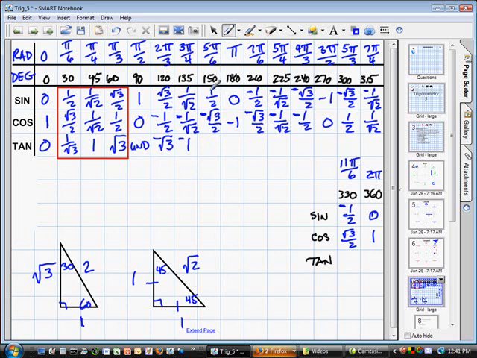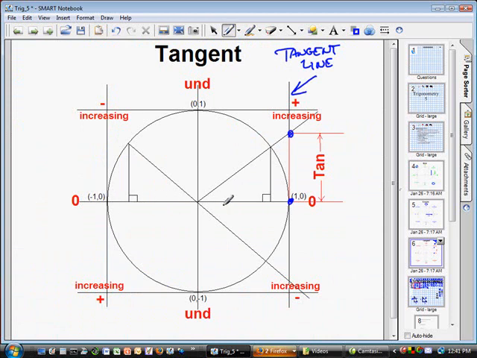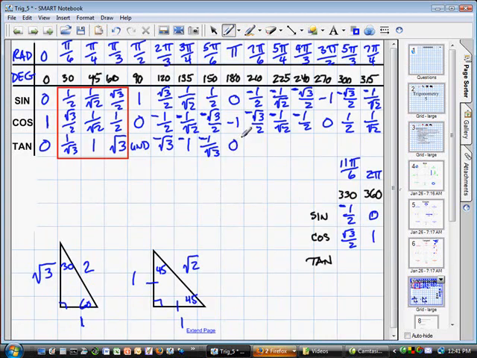150 is 30 degrees from the x-axis, tangent of 30, and again, because we're in the second quadrant, negative. At 180, we have a complete collapse, and when you back up the hypotenuse, it comes right back to 0. 210, that's a 30-degree angle with the nearest x-axis. The tangent of 30 is 1 over the square root of 3.